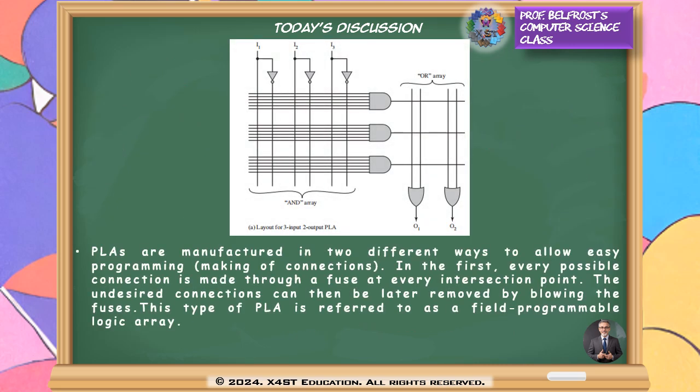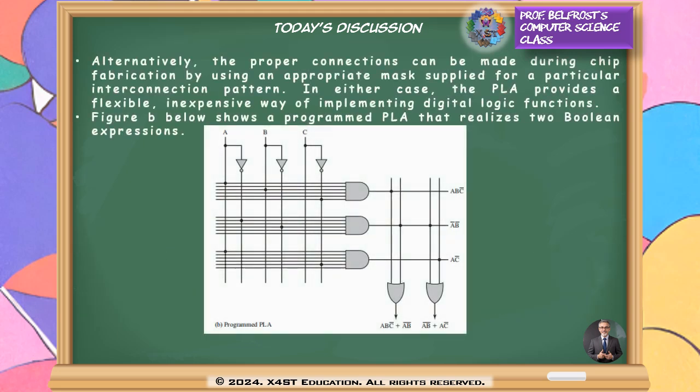Okay, so PLAs are manufactured in different ways to allow easy programming. The first is that every possible connection is made through a fuse at every intersection point, and undesired connections can then be removed later by blowing the fuses. This type of PLA is called a field programmable logic array, FPLA. Alternatively, the proper connections can be made during chip fabrication by using an appropriate mask applied for a particular interconnection pattern. In either case, the PLA provides a flexible and inexpensive way of implementing digital logic functions. And here's the figure showing how to program a PLA to realize two Boolean expressions.